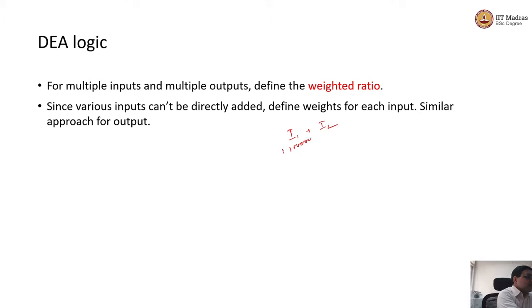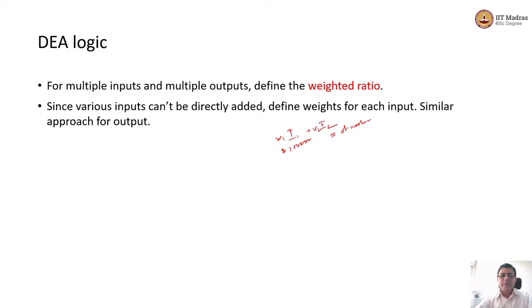This is rupees or dollar, and this could be number of workers. As I said earlier, these may not be directly additive. So what do I do? I multiply each one of them by their respective weights W1 and W2, and then I say that it is only a weighted input and weighted output. Similarly, I can do that for every output.